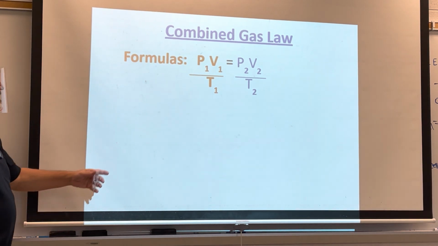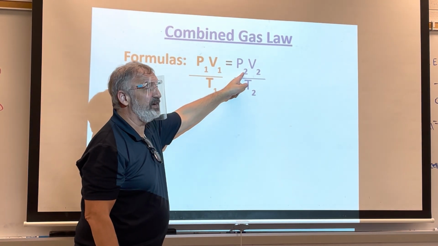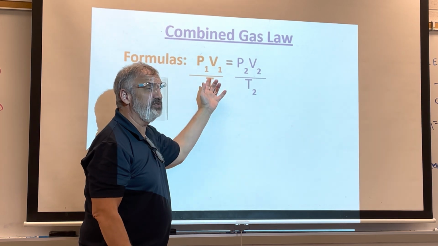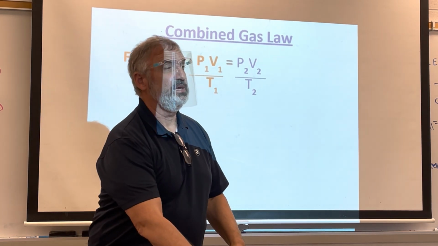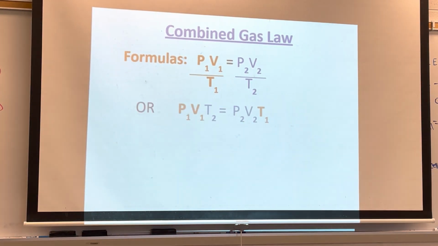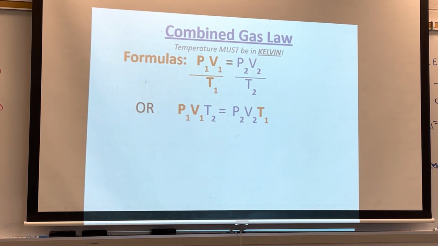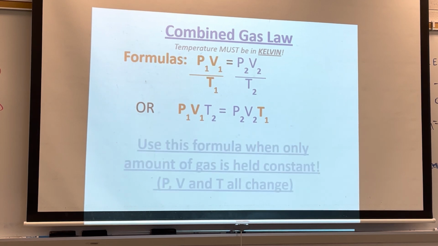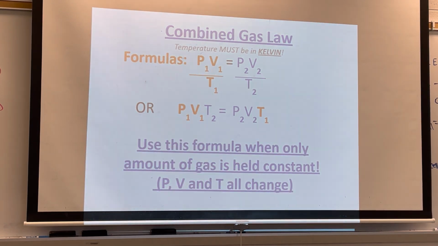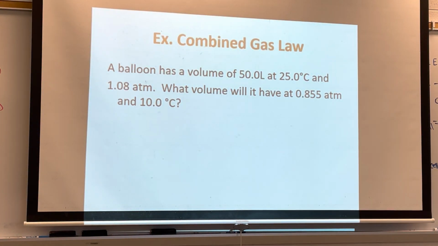Now notice that you're given an initial pressure and a final pressure, initial volume, final volume, two different sets of conditions. And that's going to be important as we're trying to figure out which one we're going to do. Okay, that's just cross multiplying. Okay, temperature must always be in Kelvin. Nothing changes. Okay, so here's an example.